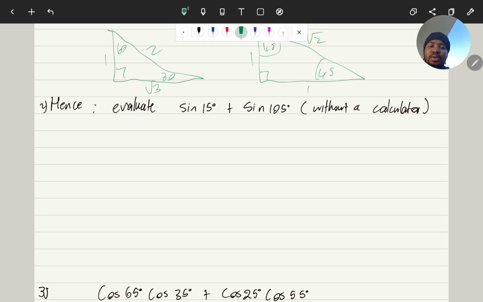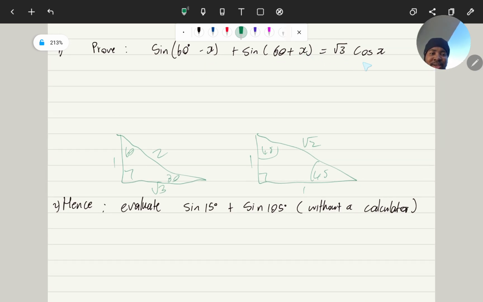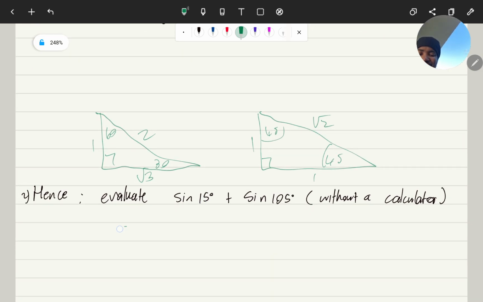So about this one, hence evaluate. Okay, so you see we proved these to be that, and then they say hence find this without a calculator. So now you see this, we can say sine 60 minus 45 plus sine 60 plus 45 degrees. So this is this, and that is that, right?